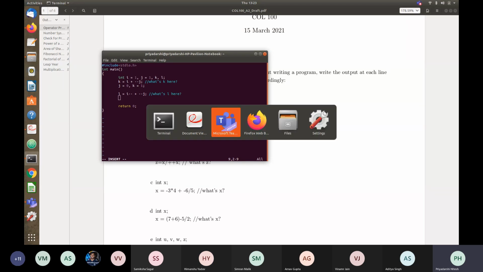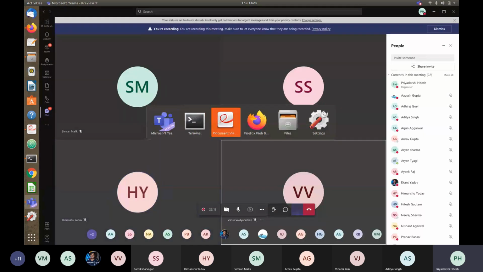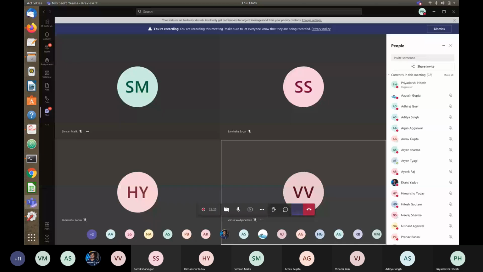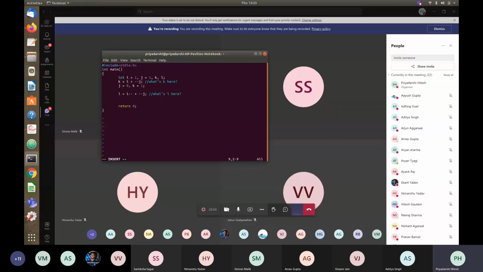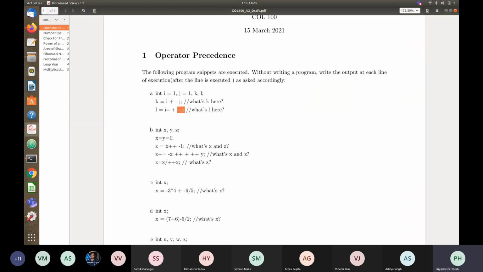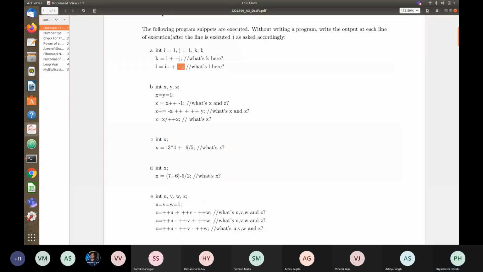So does anyone still have any doubt in this part? Okay, no one. So let's take one more example. Let's take the second one.